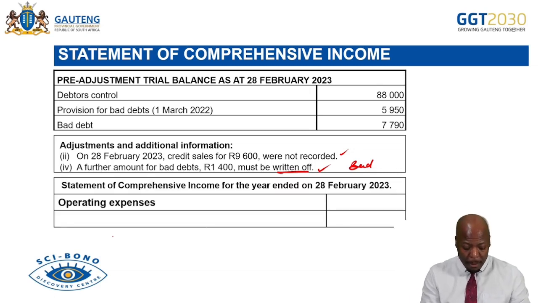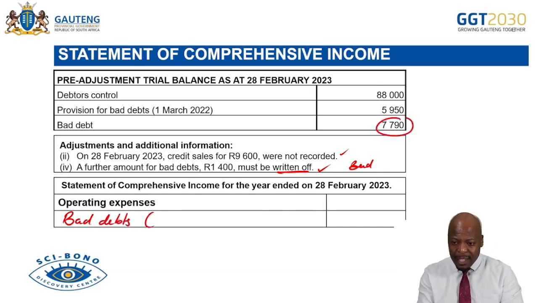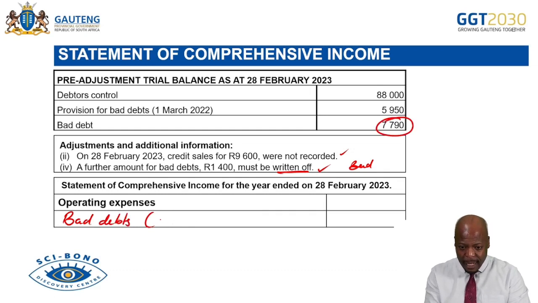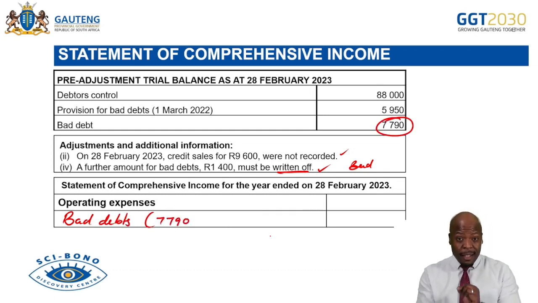So we're going to come first, and we're going to now say, under our operating expenses, we're going to record what is known as bad debts. So I'm coming here, and I'm going to say bad debts. In our list of balances, we have the 7,790. So we come here, 7,790. This is our bad debts. But we're told a further amount, more bad debts to be written.